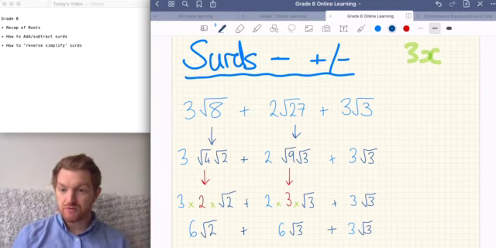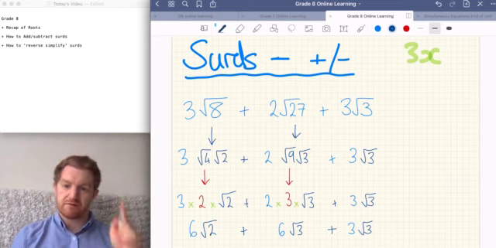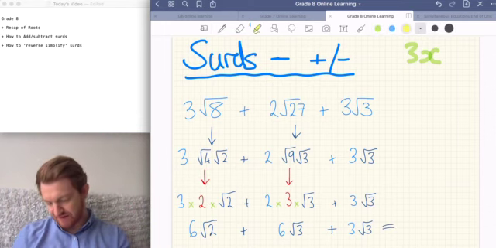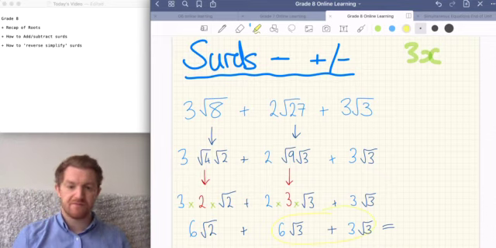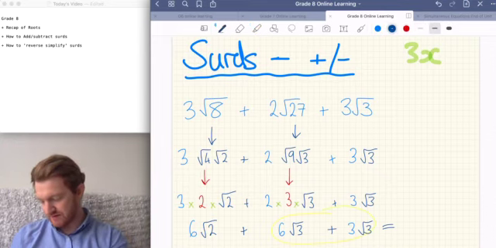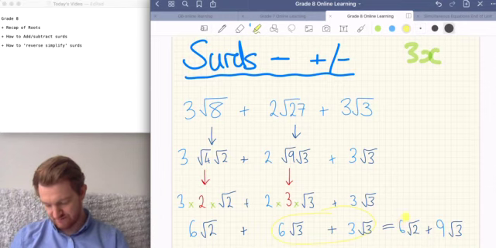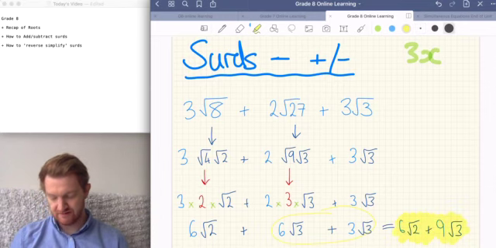Now the root 2 and the root 3 can't be combined, but the root 3s and the root 3s can be. So we can simplify that by looking at this section here. And we can see that 6 and 3, all together we've got 9 root 3s. But we've still got the 6 root 2s. And we're adding them together. And that is our final answer.